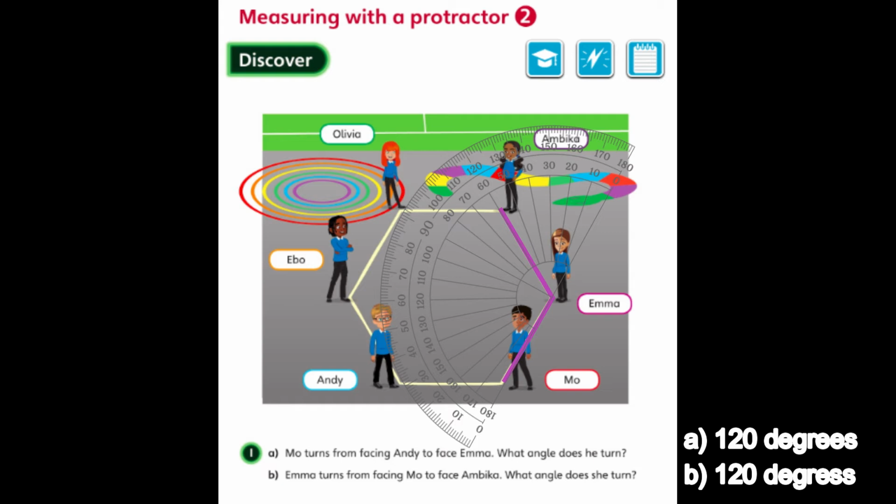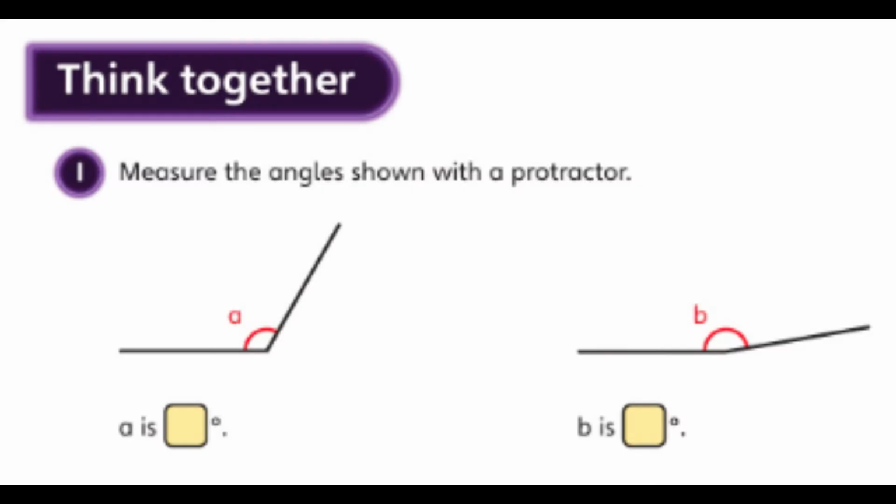The only difference is that it's going to measure more than 90 degrees, so you have to follow the scale a little bit farther. Let's move on to the next question. So for question 1 under the Think Together portion, it says, measure the angle shown with a protractor. So all I have to do is follow the same guidelines we learned yesterday about using a protractor so that I can measure these angles accurately.